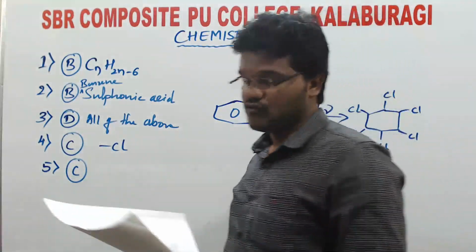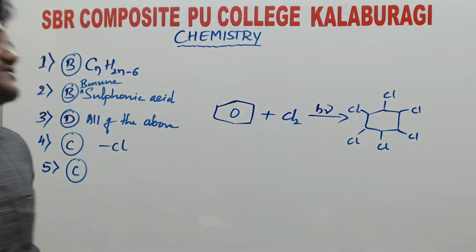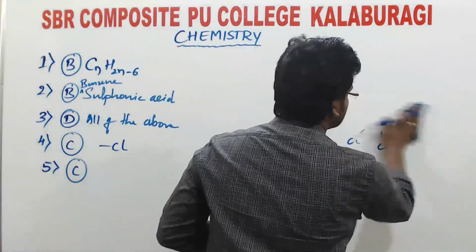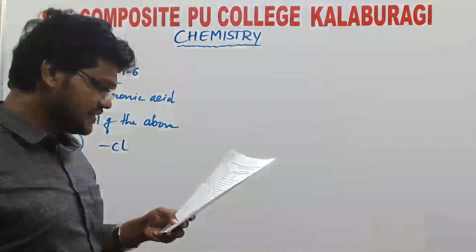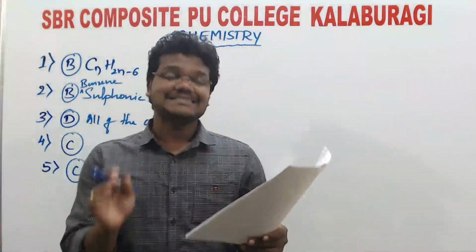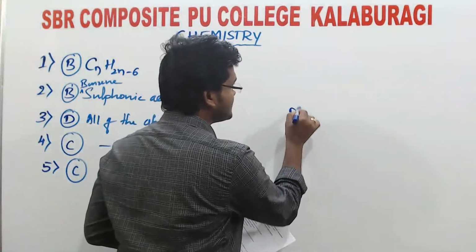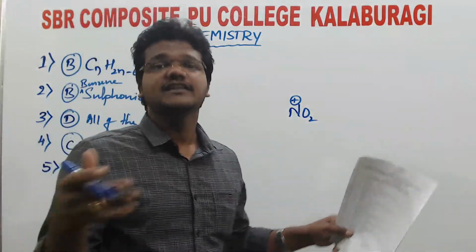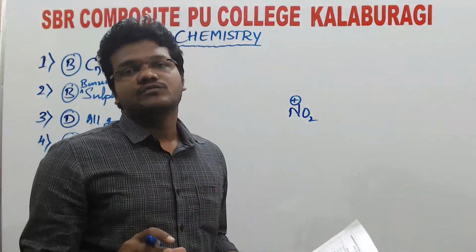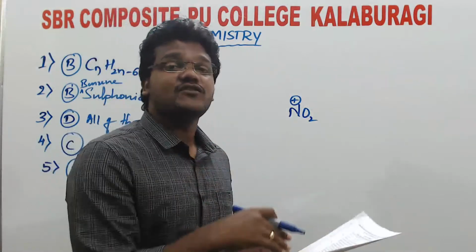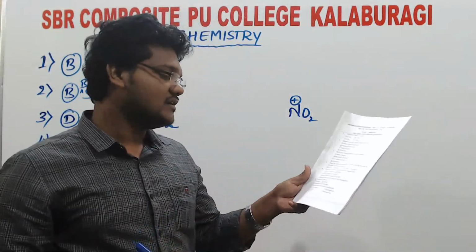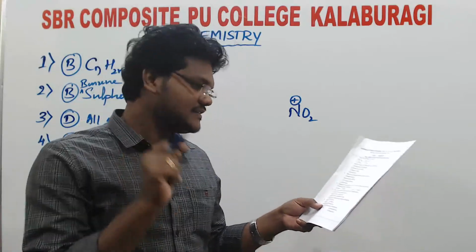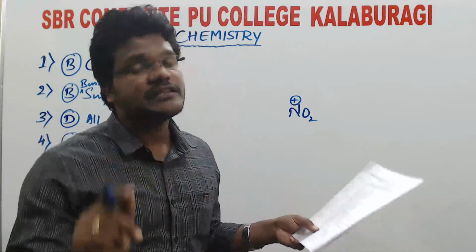Clear? So let's go for the next one, the sixth one. Go through the sixth question. Reaction of NO2 plus is easier in which? NO2 plus is nothing but my electrophile. So they have taken NO2 plus as an example. Attack of NO2 plus is easier for whom? Option A is benzene, B is toluene, C is nitrobenzene, D all the above.